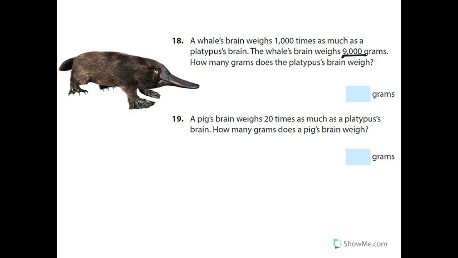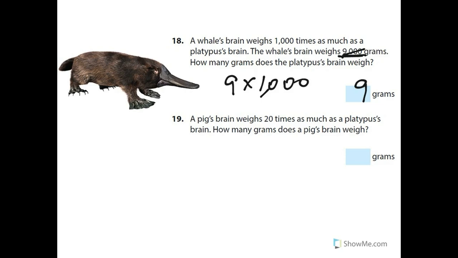Oh my goodness. You know what? This is division. We're doing multiplication. Why all of a sudden do they say division? Yeah, it'd be 9 grams. Why is that, Mr. Pangburn? Well, look. 9 times 1,000 is 9,000. So 9,000 divided by 1,000 would be 9.